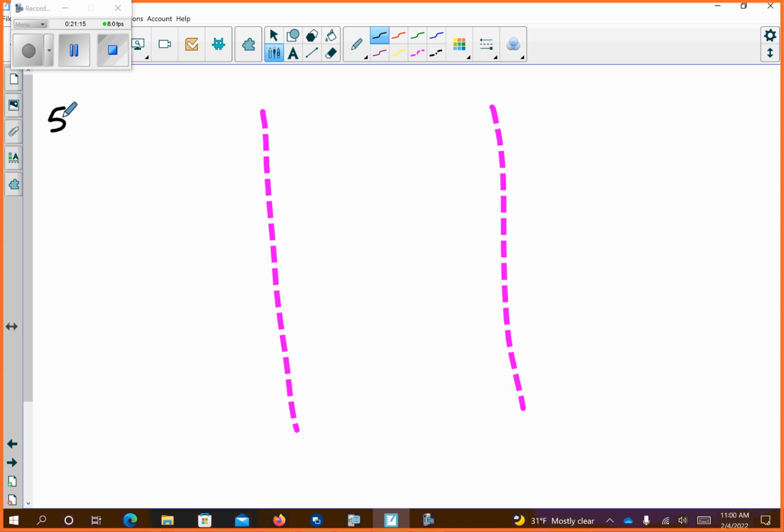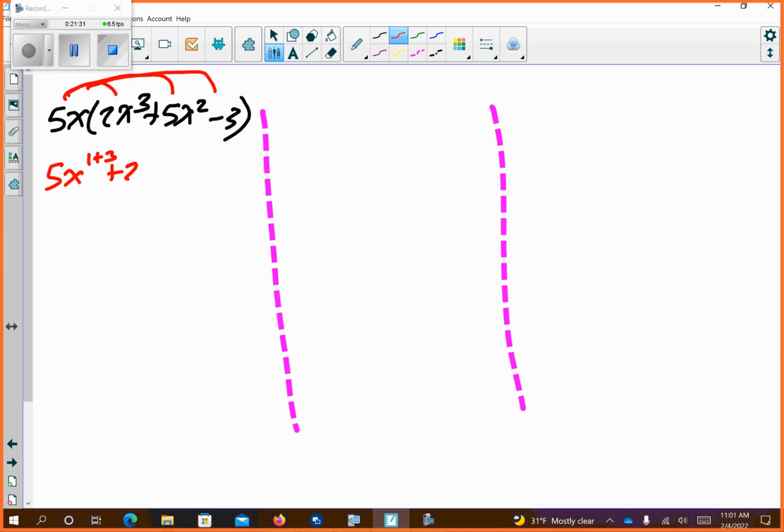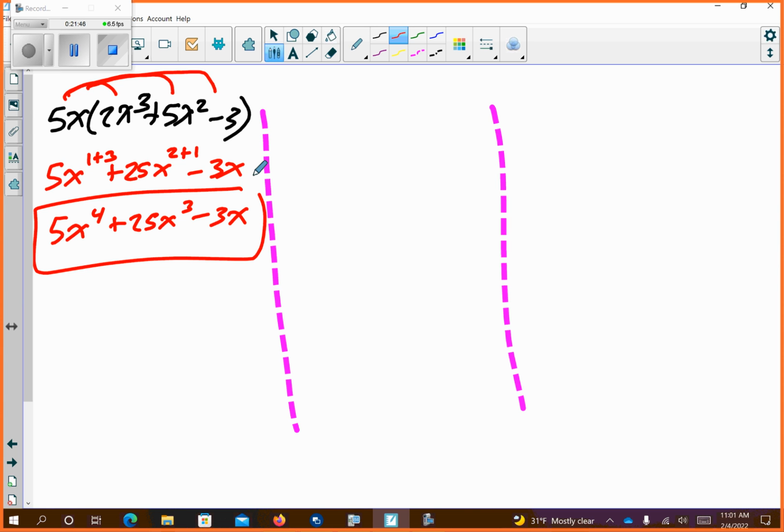So this first one, we have 5x. Okay? So this is just distribute. So I'm going to get 5x to the 1 plus 3 plus 25x to the 2 plus 1 minus 3x. Notice I showed the addition. Take care of the addition. So you come to this. The problem is now done. Okay? So try this one. And then the far column will be for later.